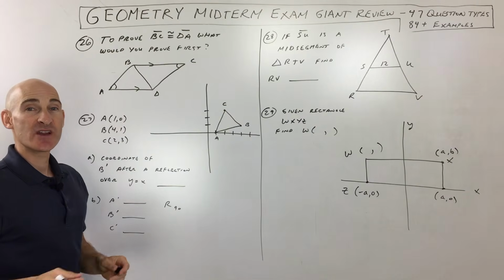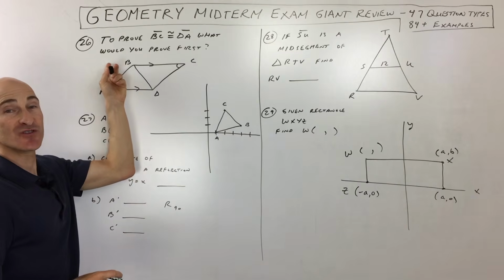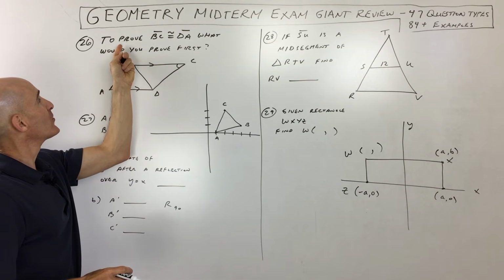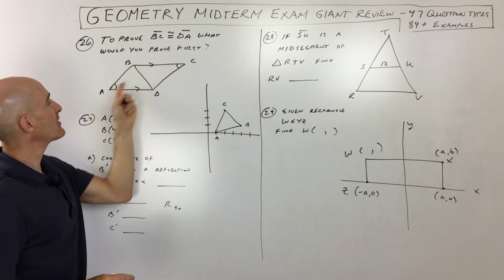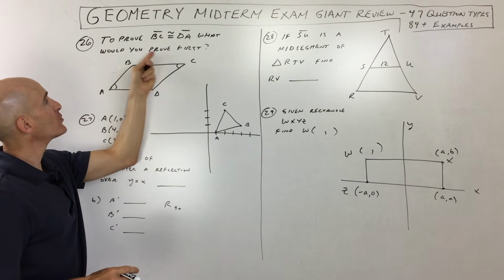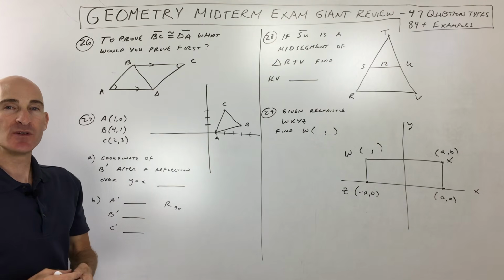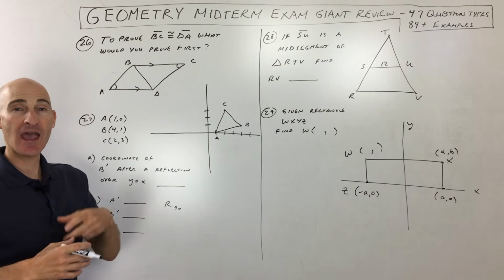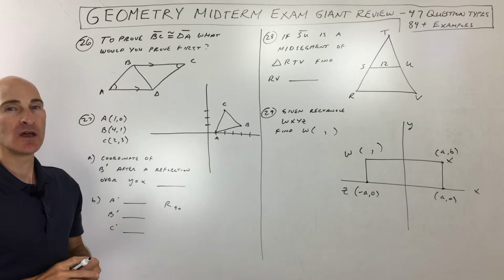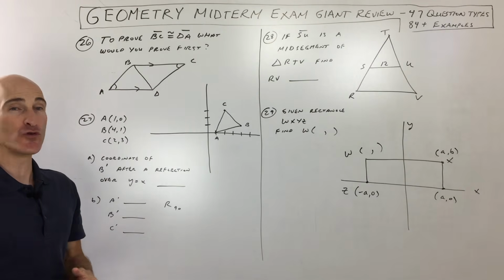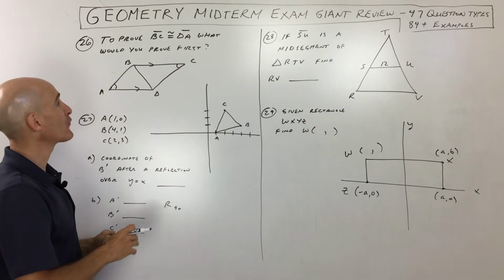Okay, question number 26. So is everyone picking up some good pointers on their geometry midterm review? I hope so. So to prove that BC is congruent to DA, so this segment is congruent to this segment, what would you prove first? That's a good question. A lot of times on a midterm exam, they don't have time to have you prove all these proofs, so they just try to pick out little bits and pieces of a proof so they can test you on multiple concepts within a given time frame.